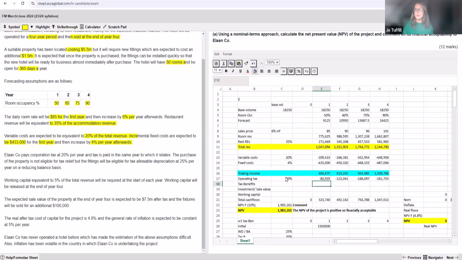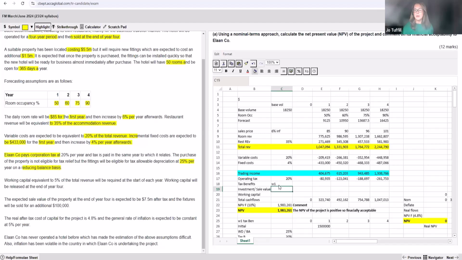And then we've got the tax benefits to do, which we would do in a working. So that'd be my working 1. So the purchase of the property is not eligible for tax relief, but the fittings will be eligible for tax allowed depreciation at 25%. At 20% of them, tax benefits. All right. So you find 25% and then take 20% on a reducing balance basis.